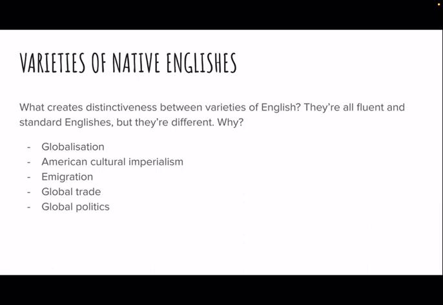Alright, so what creates distinctiveness between varieties of English? They're all fluent in standard Englishes, but they're all different. Why? So these are some of the reasons. Globalization, American cultural imperialism, which basically means that we consider cultural things that come from America to be highly valued, at least in Western society around the world. So, for example, we're more likely to go and see a movie that's come out of Hollywood than we are to go and see an Australian movie. Immigration, global trade, and global politics are influences as well.